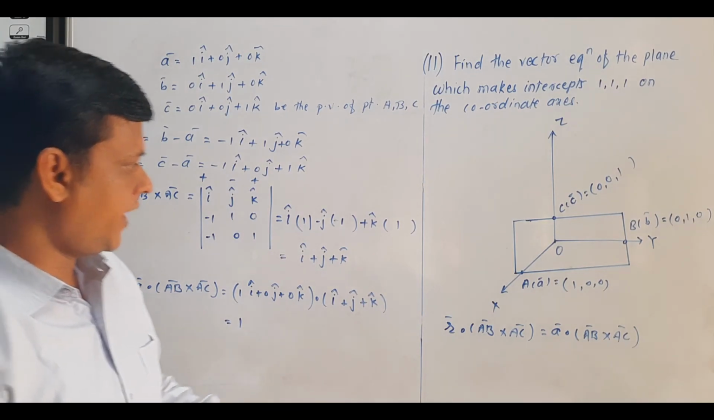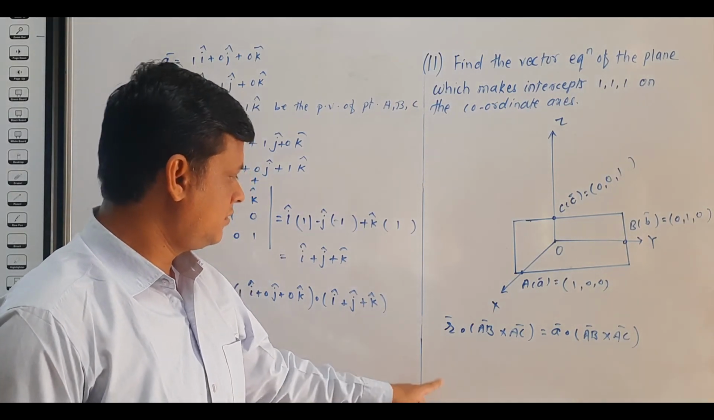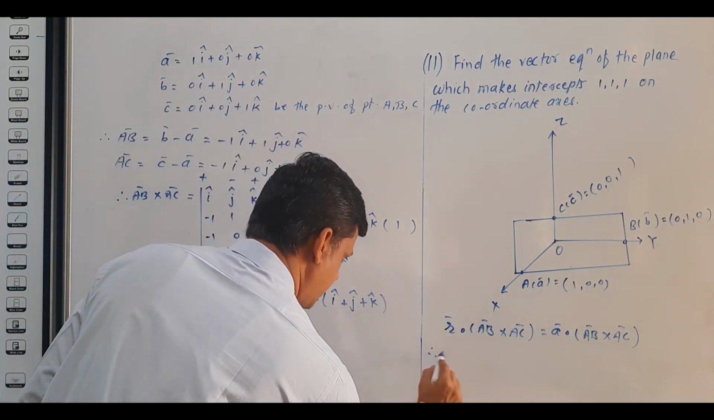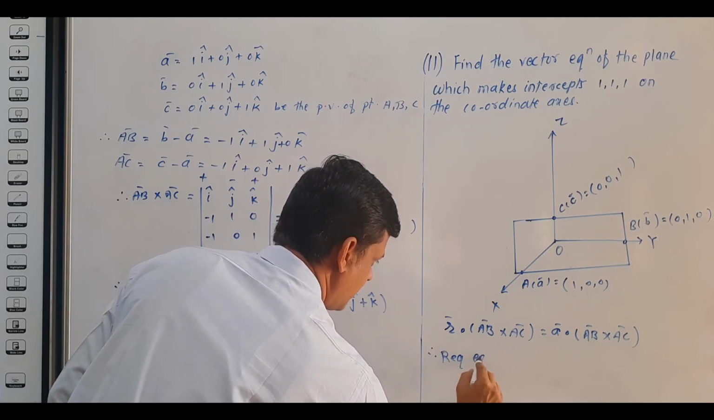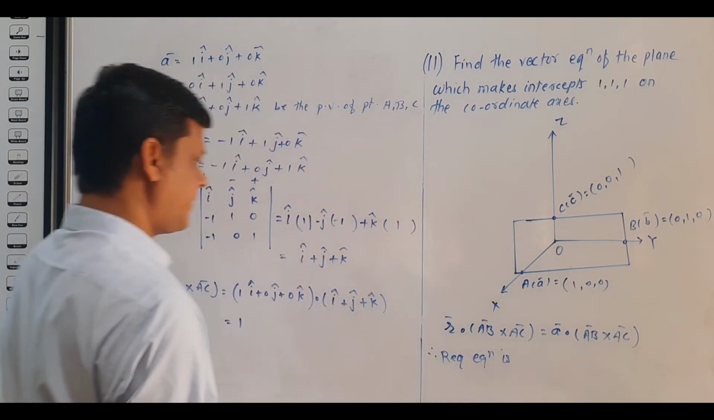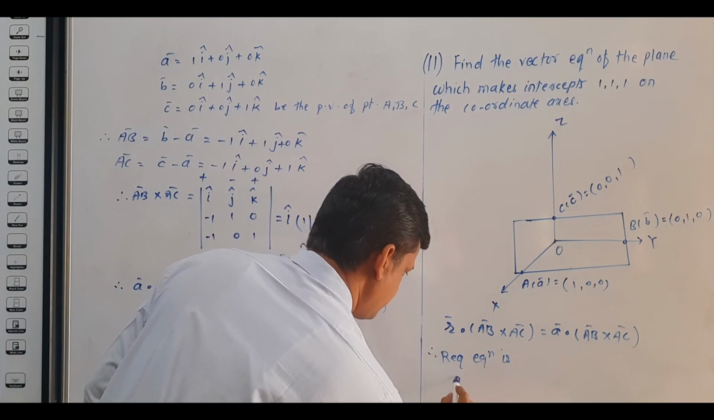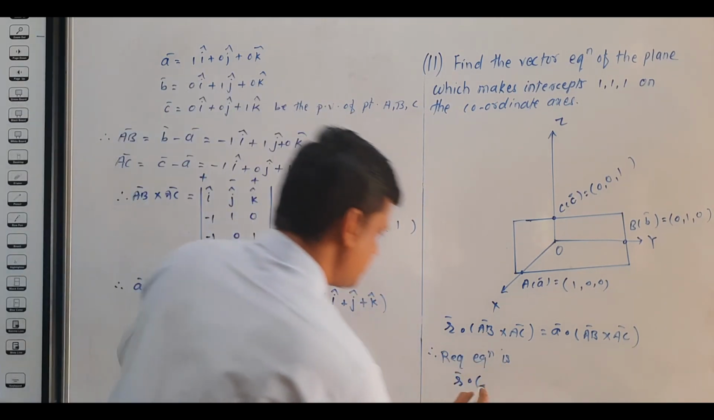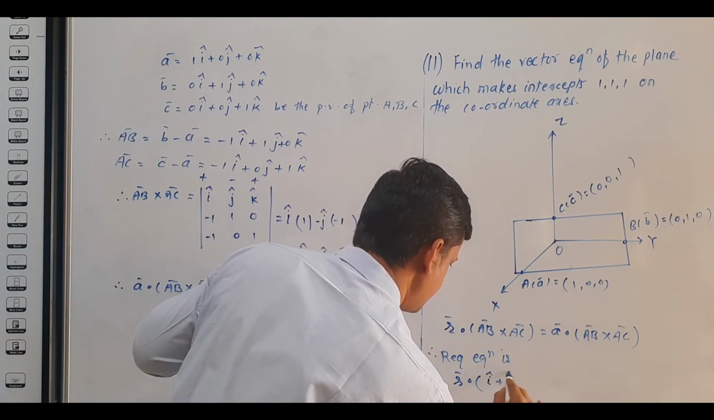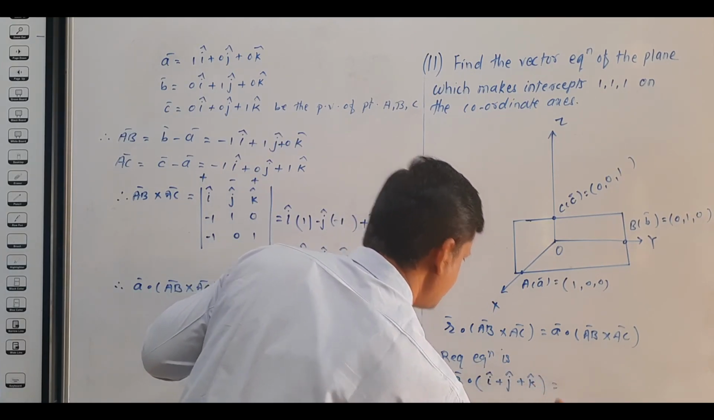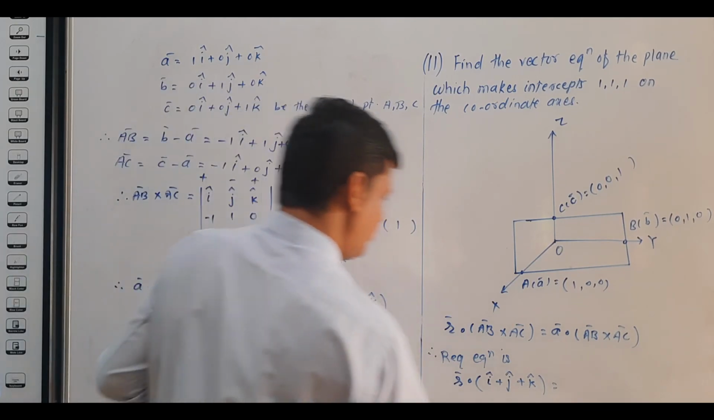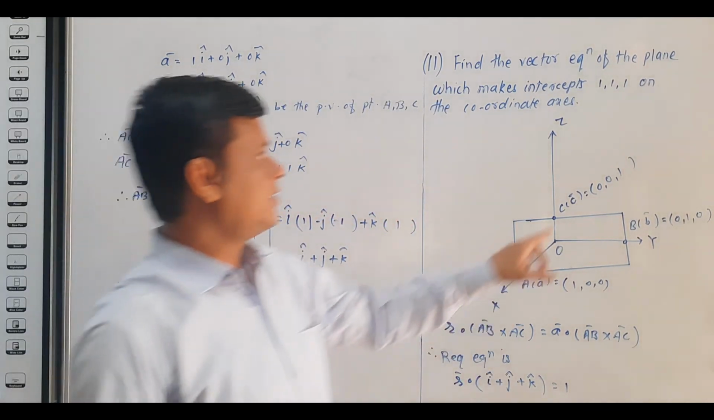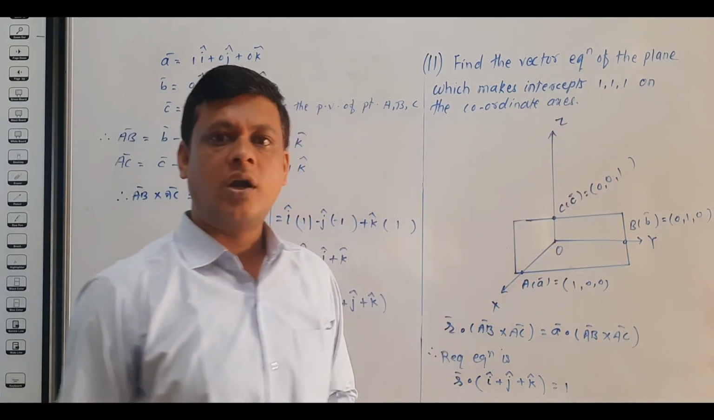Now we have to substitute this value in this form. So we write here, therefore the required equation is r bar dot vector AB cross vector AC, which is i plus j plus k, is equal to, on the right hand side we get 1. So this is the vector equation of the plane which makes intercept 1, 1, 1 on the coordinate axes.